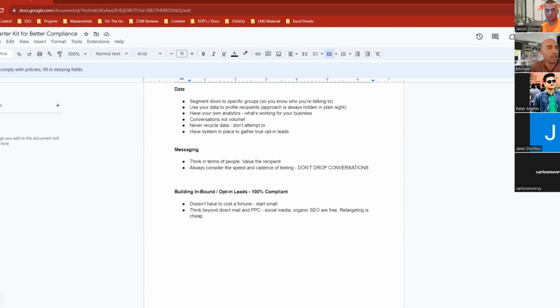Okay. So for messaging, again, this is a bit repetitive, but importantly repetitive. Don't think in terms of data, think in terms of people. Value the recipient, speak to the recipient, right? Send a text, don't send an email. A really long explanatory text isn't the form of text. Text is quick.